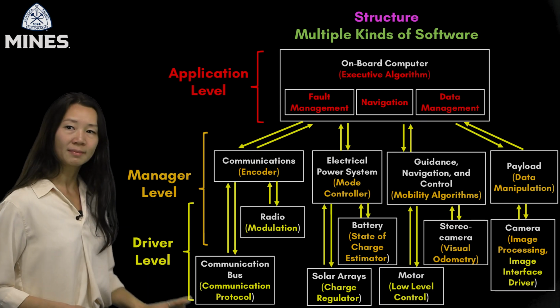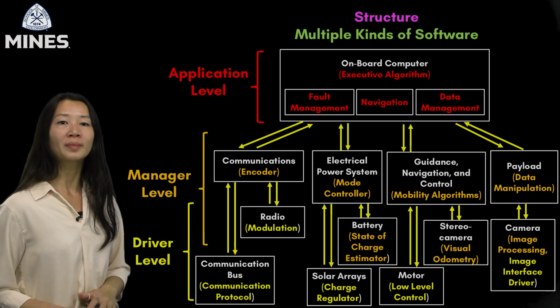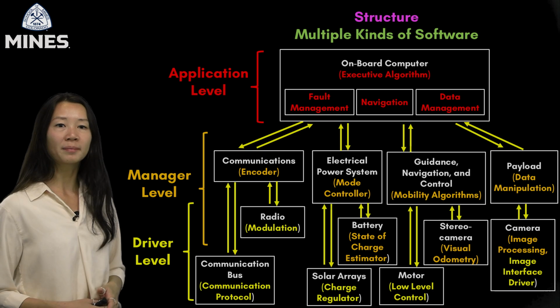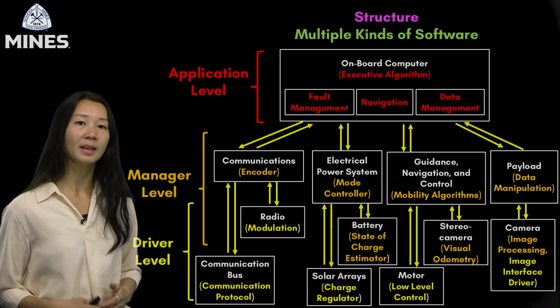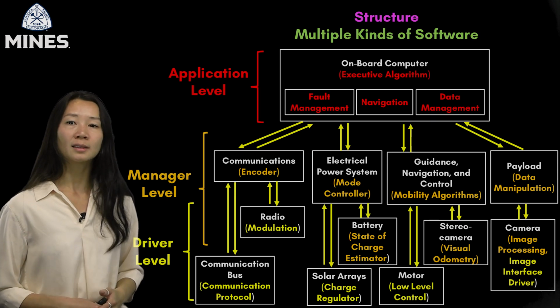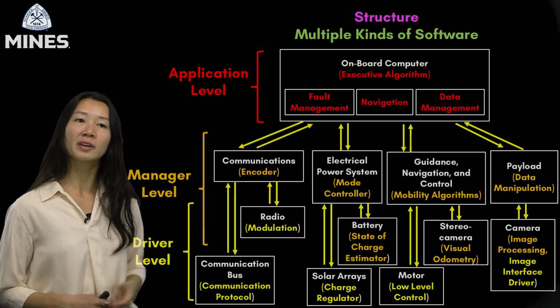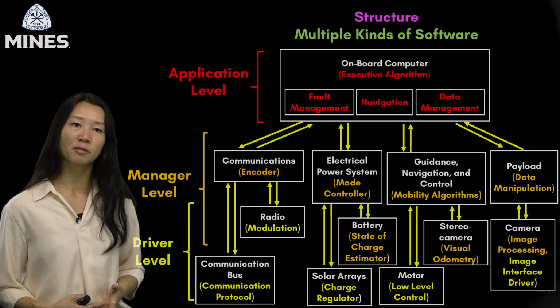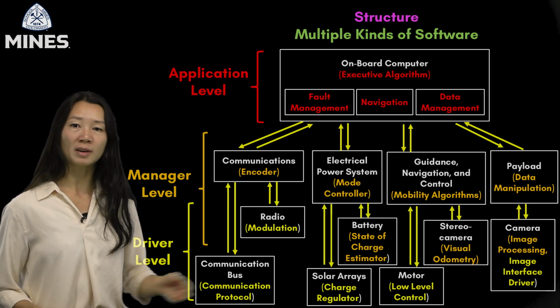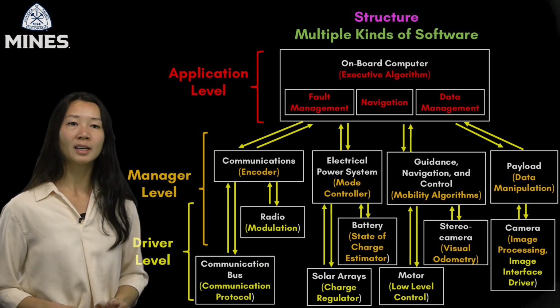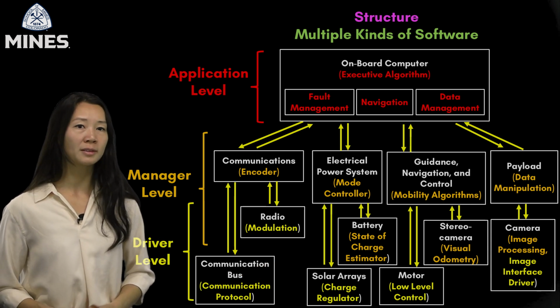At the bottom is the driver level. These interface directly with the hardware. The communication protocol driver talks to the internal data bus, like SpaceWire or CAN. The modulation driver handles RF signal encoding for the radio, turning digital bits into radio waves. Charge regulators directly adjust power flow from the solar panels.